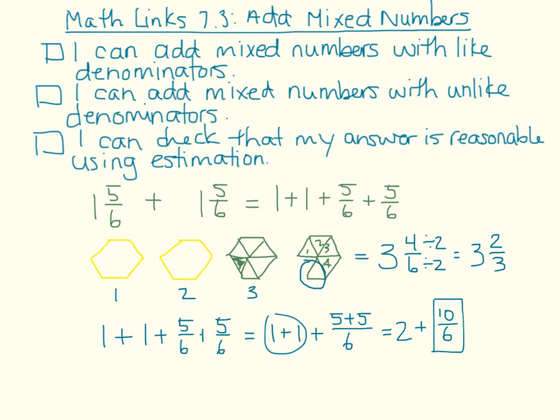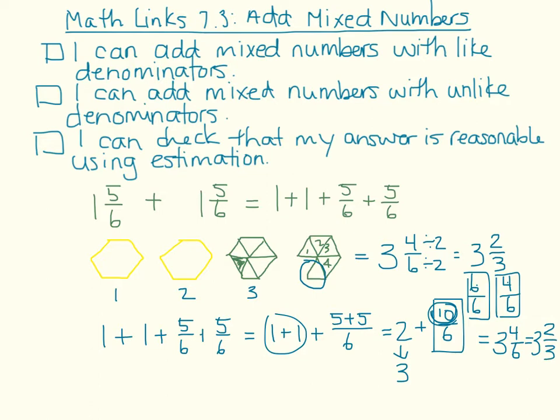With 10 pieces, we can take 6 out of 6 out, and that equals 1 whole. So that's going to add to our 2 to equal 3. And then we will have 4 out of 6 left. 6 plus 4 equals 10. So we have 3 and 4/6. Again, we divide the top and the bottom by 2, and we get to 3 and 2/3.